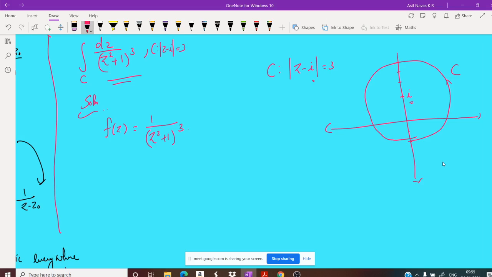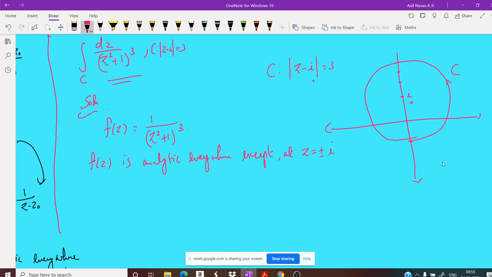So tell me, what is the singular point here? f of z is analytic everywhere except at plus or minus i, right?